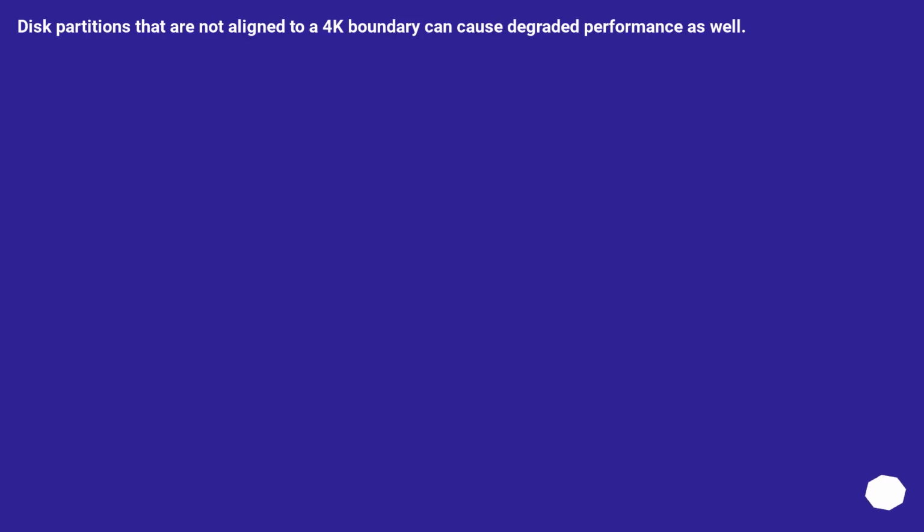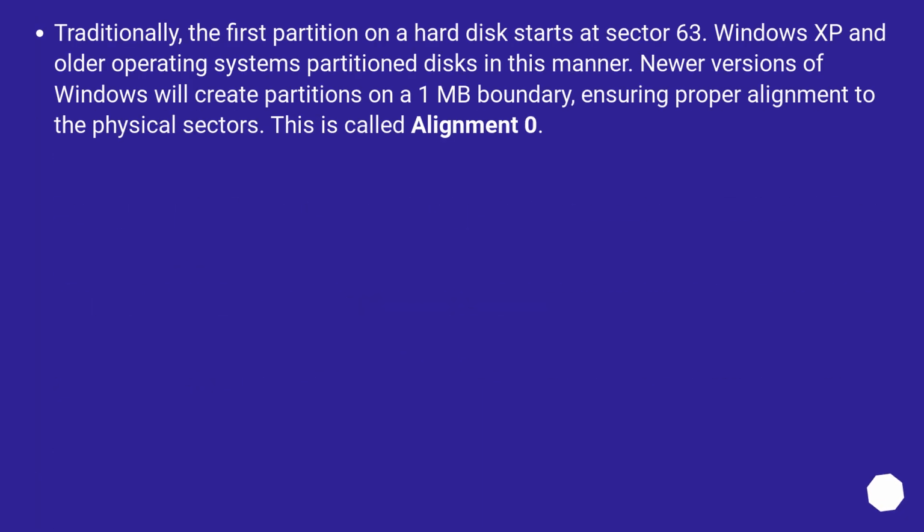Disk partitions that are not aligned to a 4K boundary can cause degraded performance as well. Traditionally, the first partition on a hard disk starts at sector 63. Windows XP and older operating systems partition disks in this manner. Newer versions of Windows will create partitions on a 1 MB boundary, ensuring proper alignment to the physical sectors. This is called alignment 0.